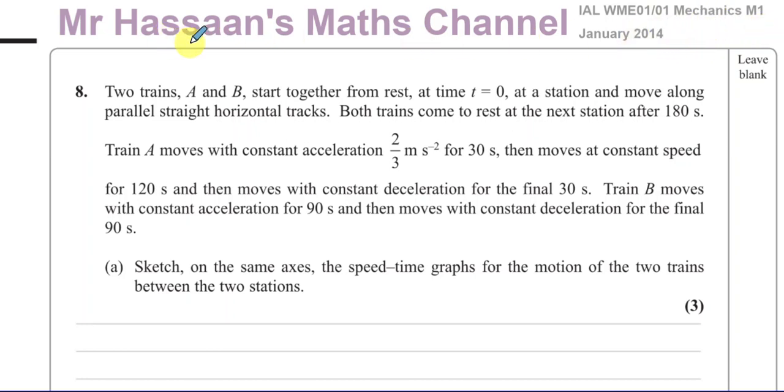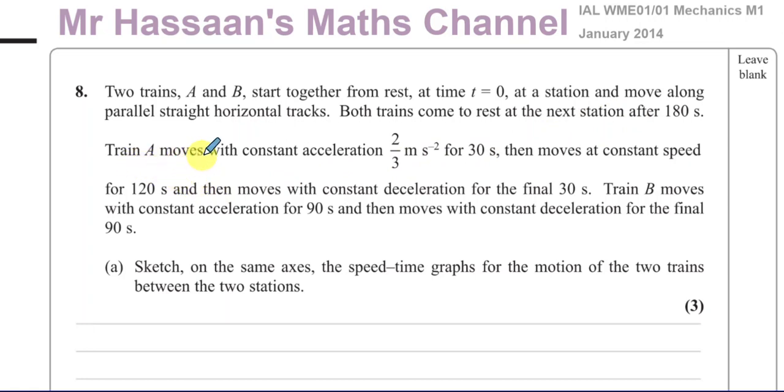This question is about speed time graphs. Two trains, A and B, start together from rest at time t equals 0 at a station and move along parallel straight horizontal tracks. Both trains come to rest at the next station after 180 seconds. So they both travel the same distance and come to rest at the same time at the next station.